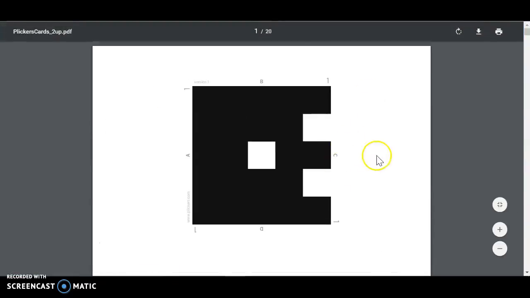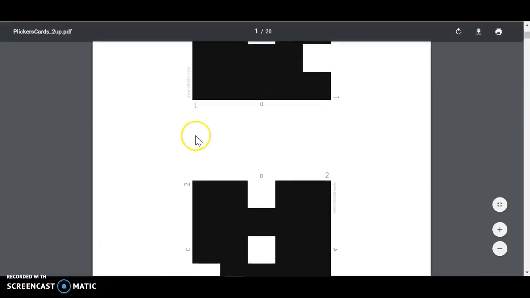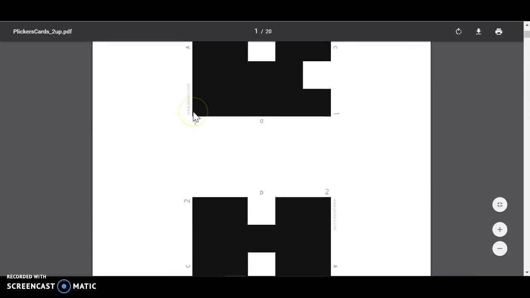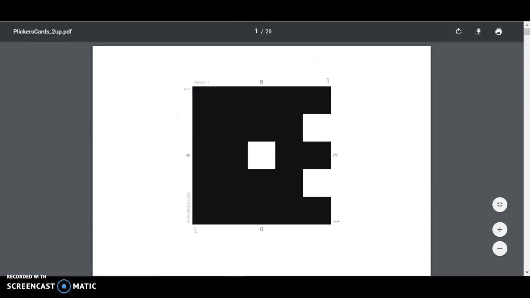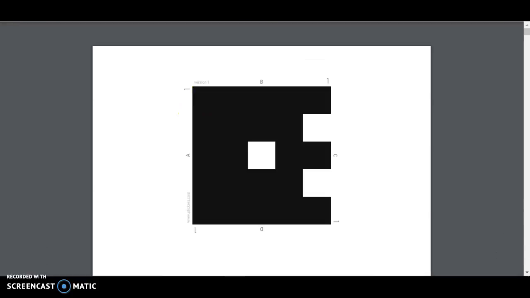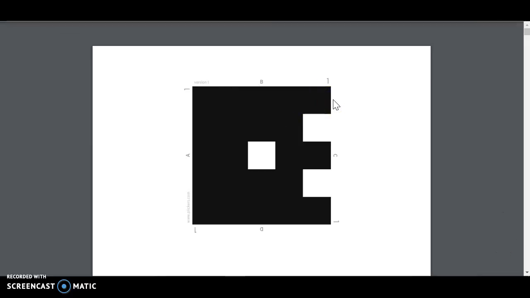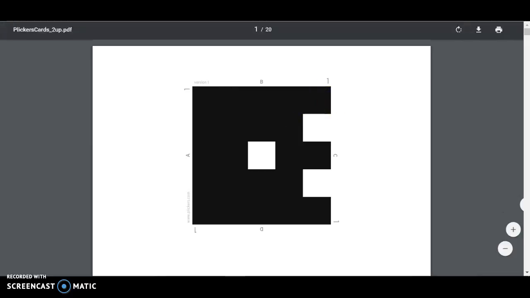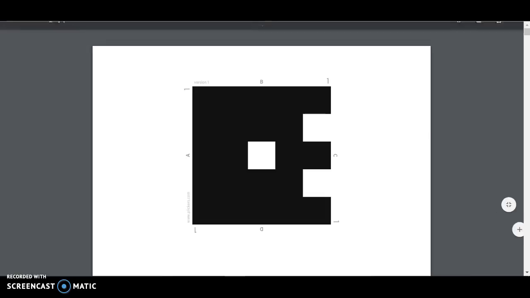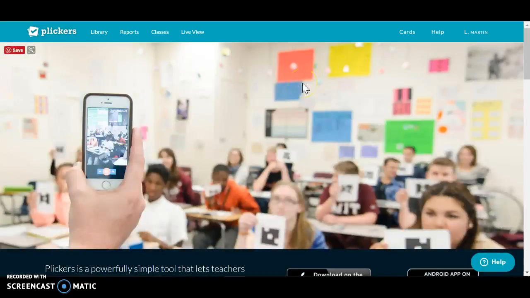This is what the Plicker looks like. The ones I print come two to a sheet, and I just cut them in half and laminated them so we can use them throughout the year. Each number is assigned to a student so that I can create data and collect that over a long period of time.